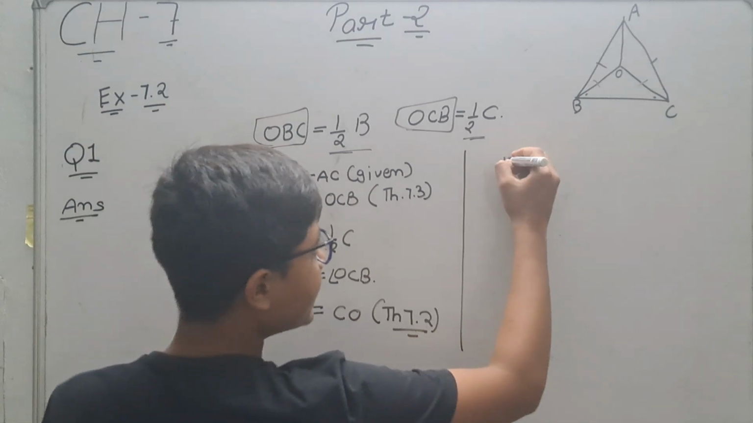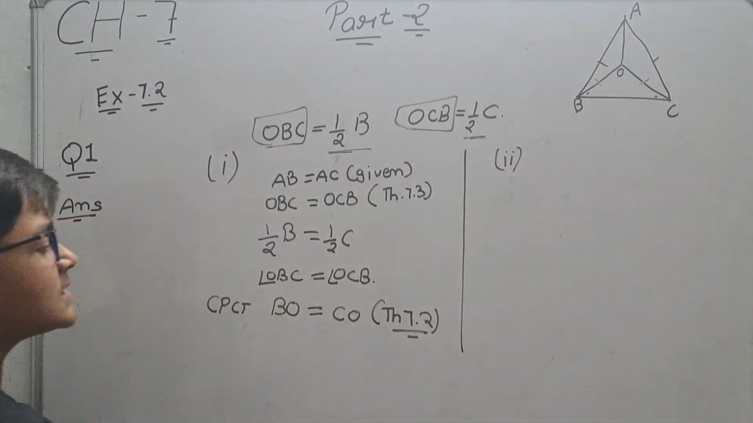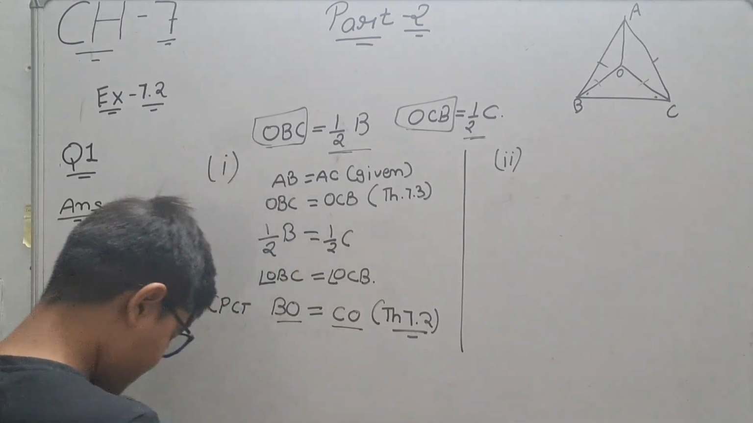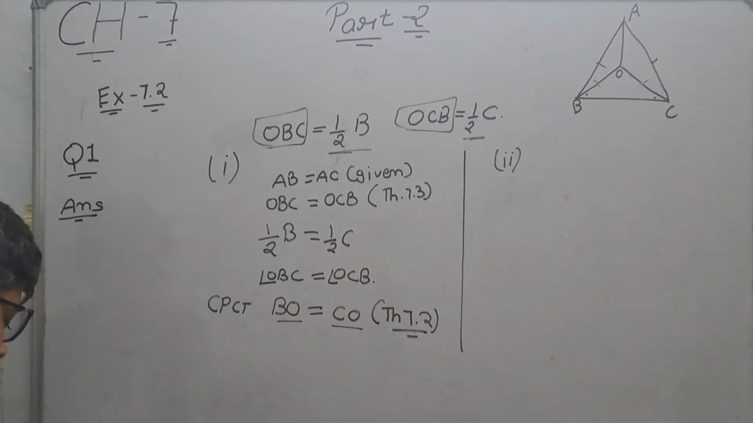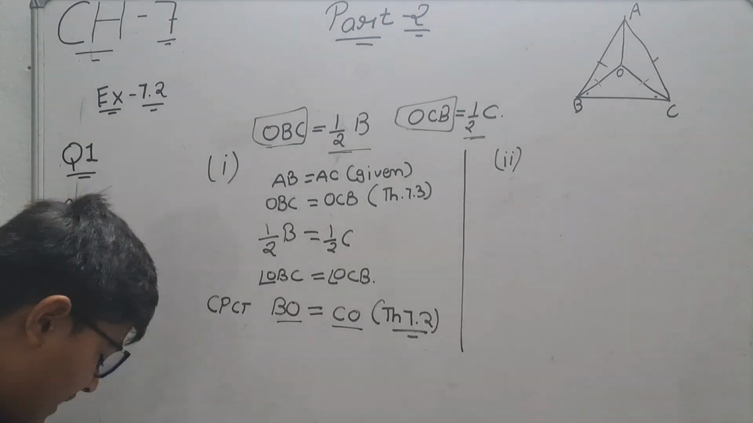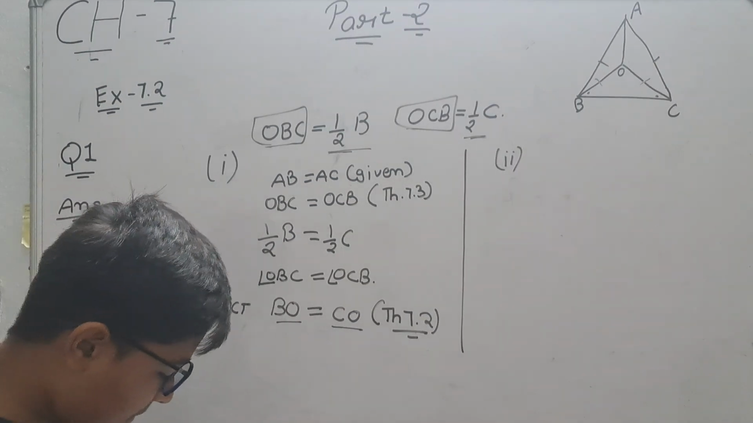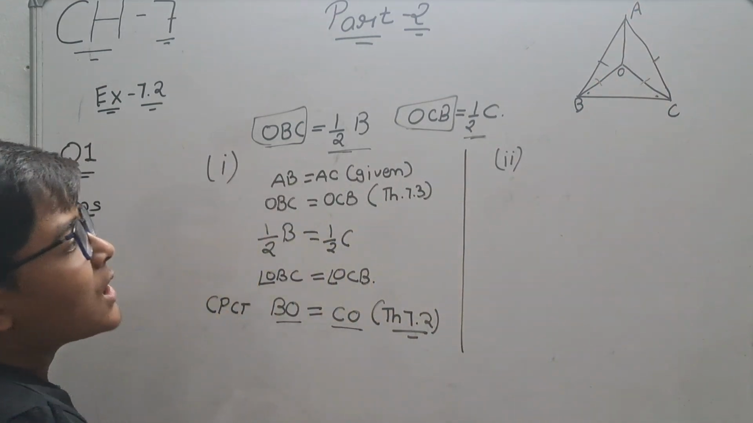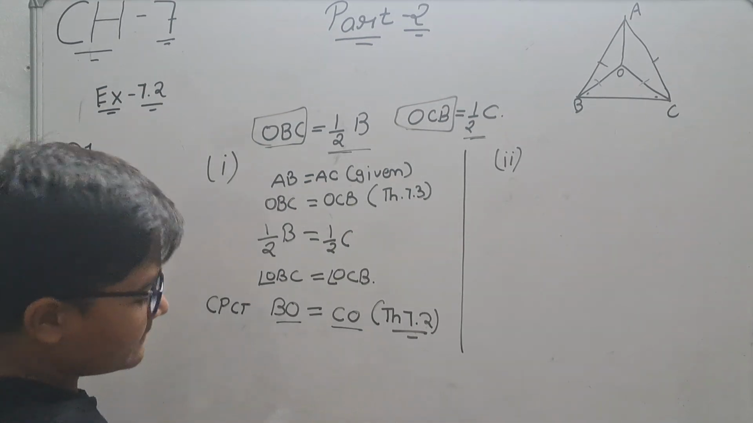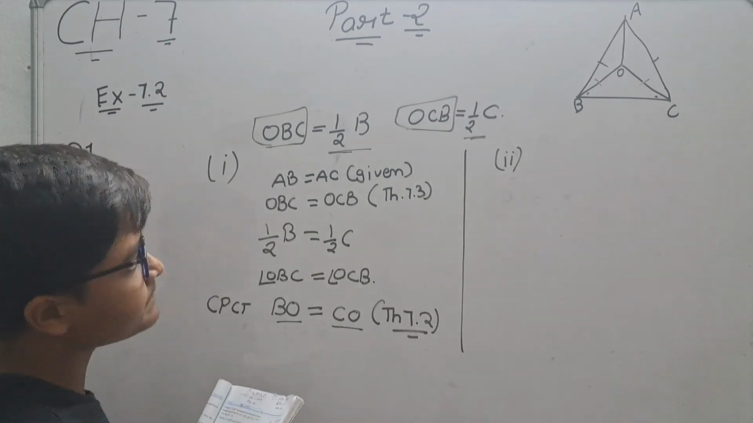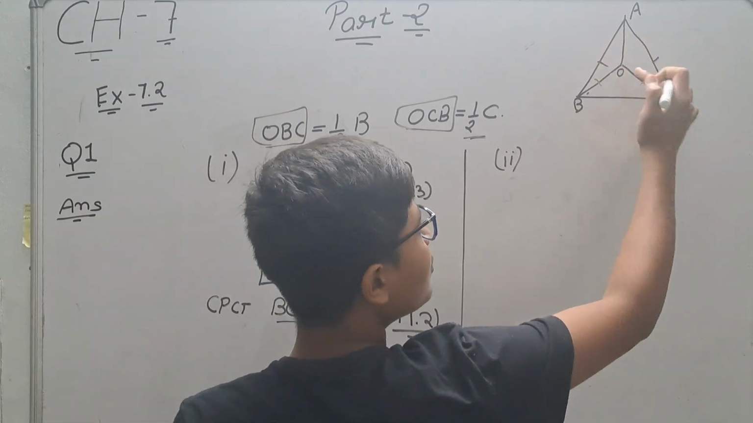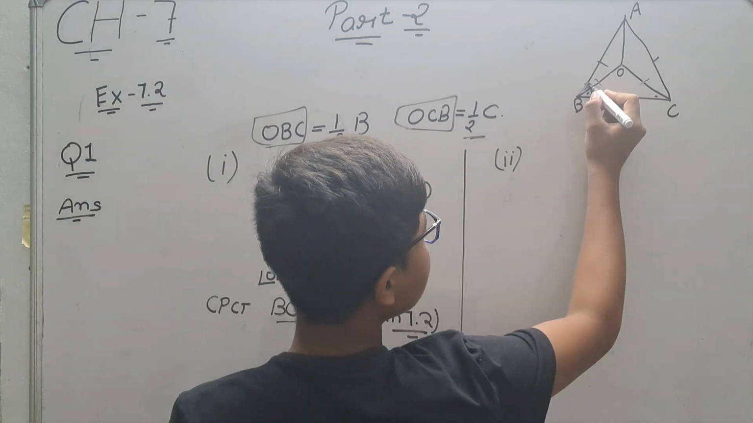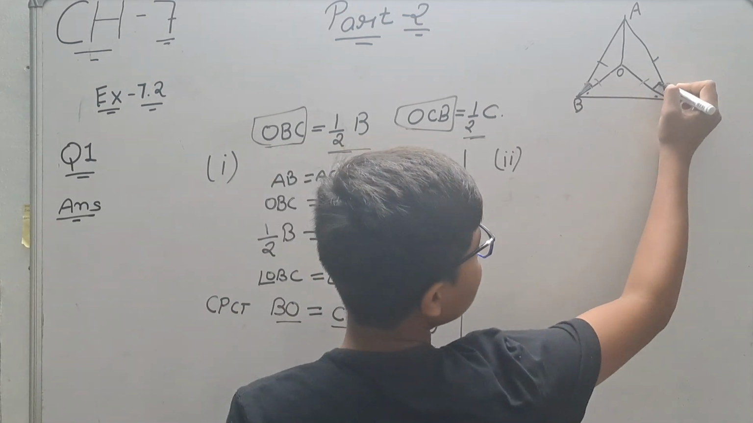Now let's move on to the second portion. You can see the first portion: we got BO is equal to CO. So we have to prove that AO bisects angle A. That means this line bisects angle A. So we can say that OBA is equal to OCA. I am shading that part. This angle is equal to this angle.